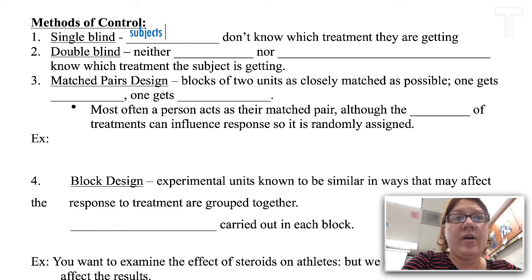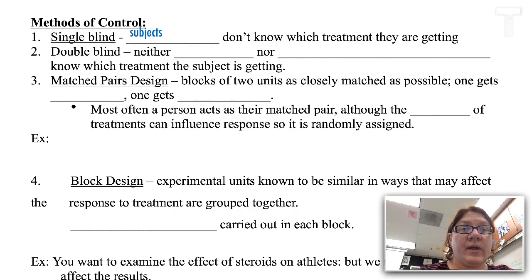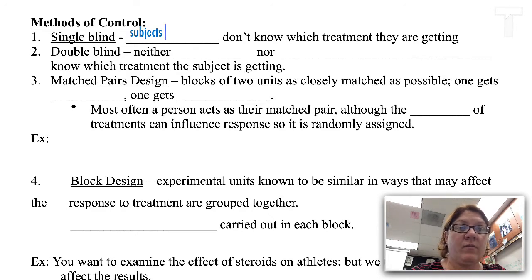So moving on to all the ways I can control my experiment. In other words, try to get rid of all the lurking variables. So single blind is one where the subjects don't know which treatment they're getting, because clearly if my subjects knew they were getting a placebo, they probably wouldn't respond to that favorably, and so it would make the new treatment look really good. So I want to make sure that my subjects don't know which treatment they're getting. I call that single blind.